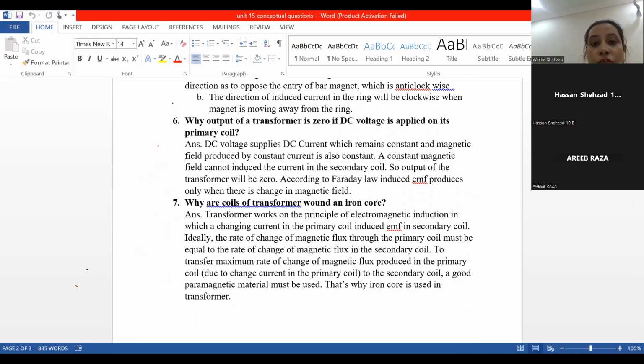Now the next question is: Why is the output of a transformer zero if DC voltage is applied on its primary coil? All of you know that when we are using the transformer, what will happen?